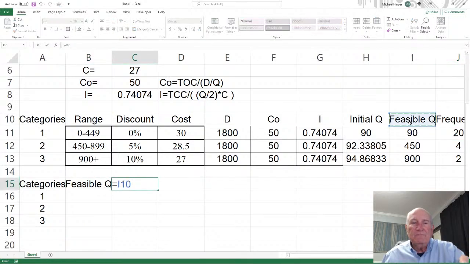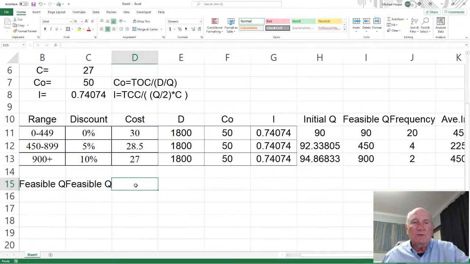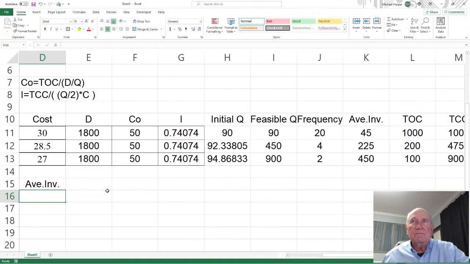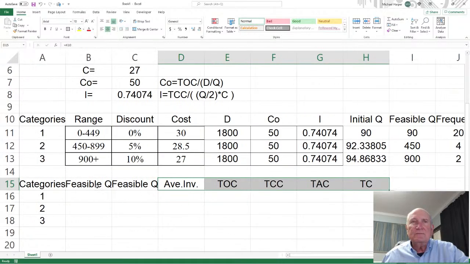Equal our frequency. Let's equal our average inventory. And then let's also equal our total ordering cost, carrying cost, acquisition cost. Let's bring this together. Let's look at this. Let's see what we have here.